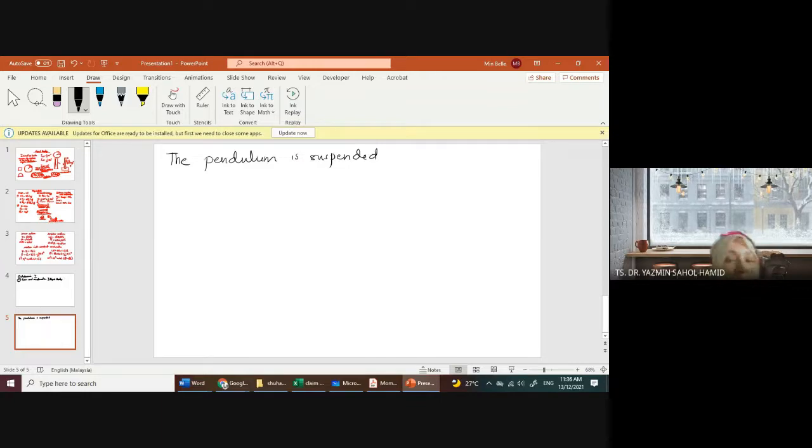Jangan malas-malas, screenshot pen tu bergerak. Kita kena buat soalan ni together sama-sama.